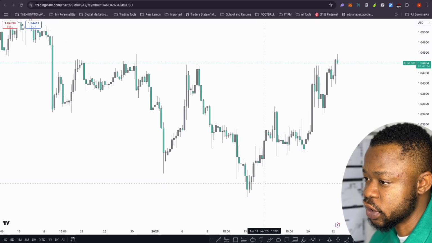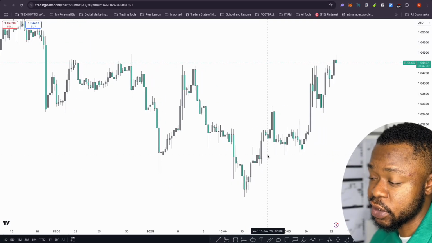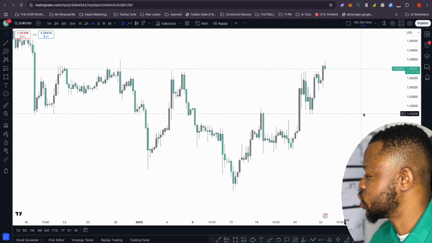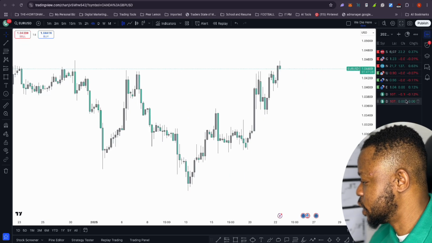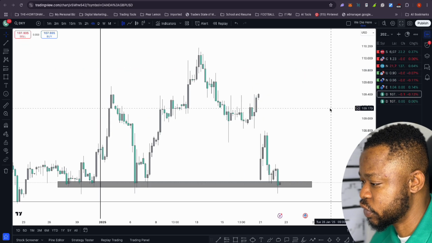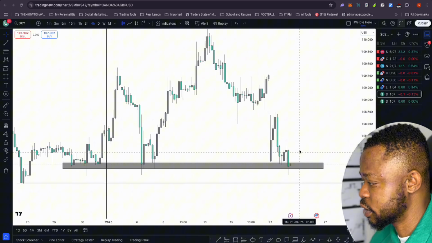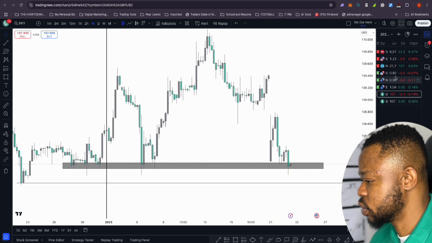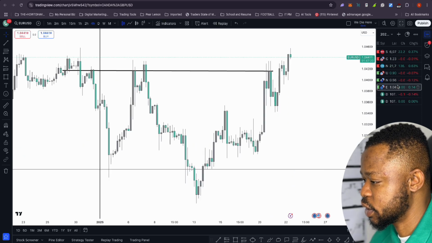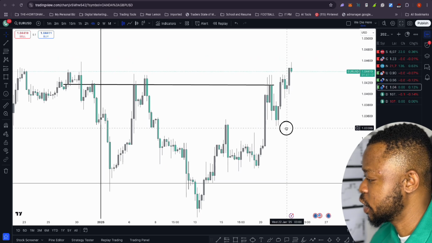So on today's video, I'm going to be showing you how I manage correlating pairs. So now look at the DXY currently. The current state of the DXY is like this. Now let me show you the EURUSD. See how the EURUSD is.